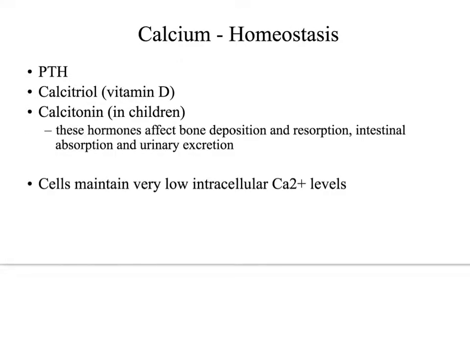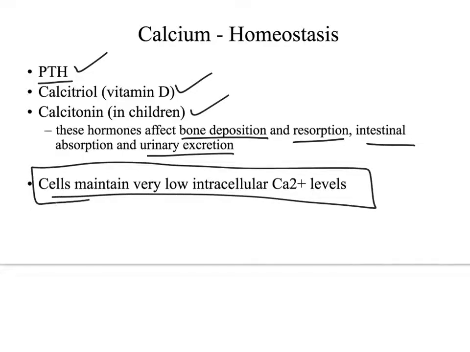Okay, now, it's regulated by 3 hormones. Okay, so parathyroid hormone, calcitriol, and then calcitonin. Calcitonin regulates it mainly in children. So these are going to control whether we deposit bone or whether the bone is reabsorbed, and whether we're excreting calcium through the intestines or through the feces or through the urine. Typically, as I just tried to tell you, cells maintain a very low amount of calcium inside of them.